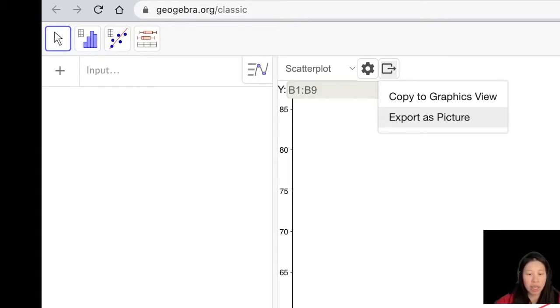Under the red line, it tells you that this is the model calculated by the computer, with a slope of 1.1485 and a y-intercept of 13.1129. So that's how you find the best fit line by using the GeoGebra calculator.